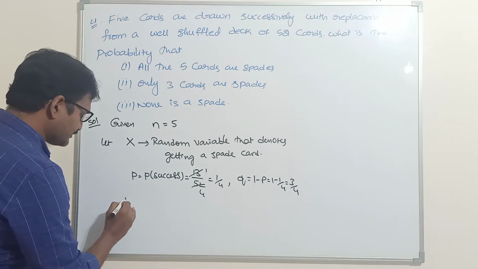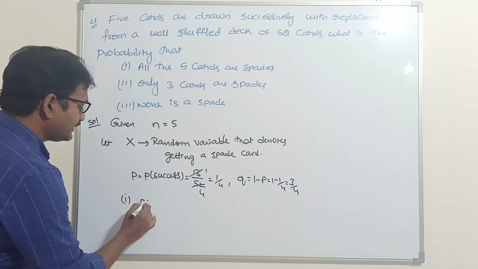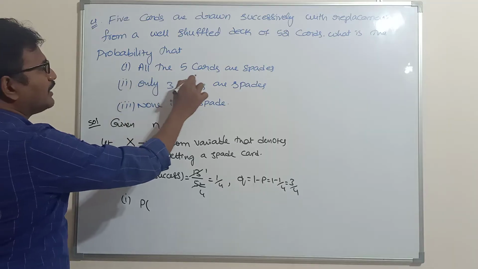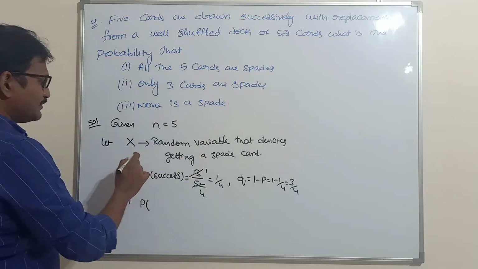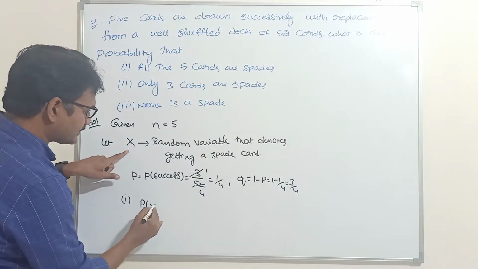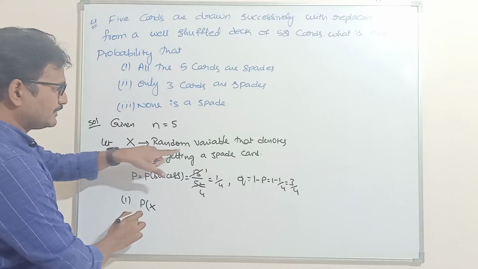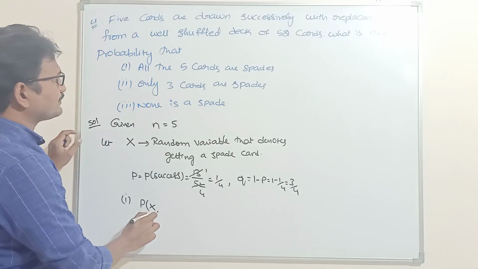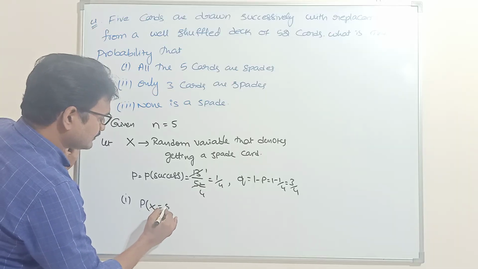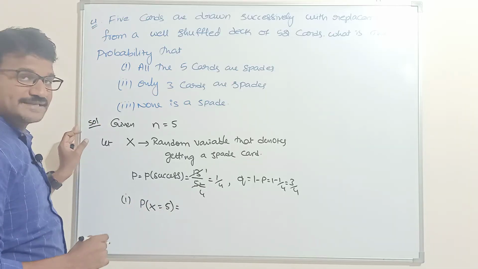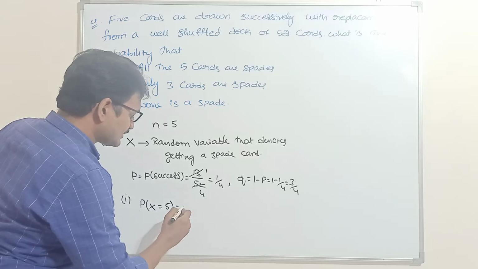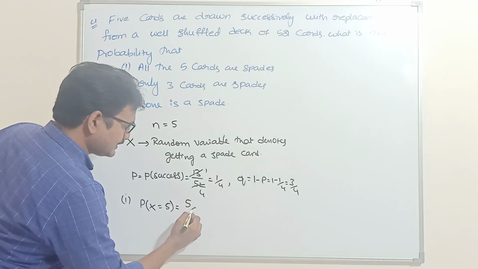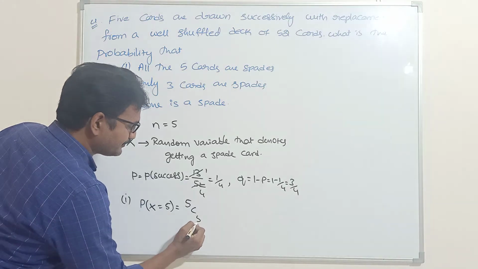Next, what is the first question? What is the probability that all the 5 cards are spades? X denotes getting a spade card. How many spade cards do we need to get? 5 cards. So 5 out of 5 should be spade cards. So what is the answer for this? NCX. N value is 5. 5CX. X value is 5.